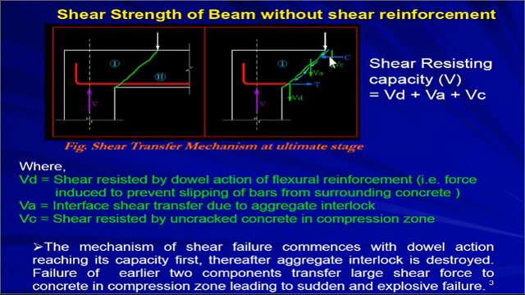And the third one is this VC. What is this VC? It is the shear resisted by uncracked concrete in the compression zone. So this is how all these three components work. Now, how does the mechanism commence? The mechanism of shear failure commences with dowel action reaching its capacity first. So the crack starts from this point once the dowel action exhausts. Then the second component is the aggregate interlocking, and after the failure of the first two components, large shear force is transferred in the concrete of this compression zone, which leads to sudden and explosive failure.